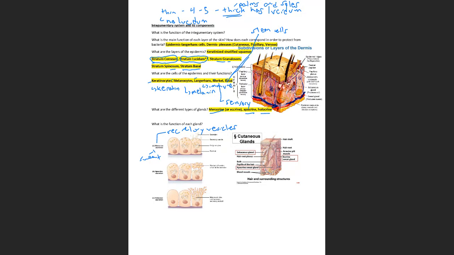Now, the apocrine secretion is another type of gland, and this type does not use secretory vesicles. A part of the cell is pinched off.